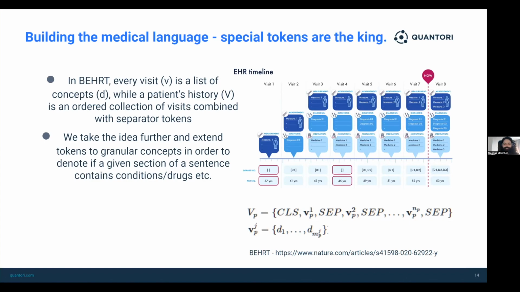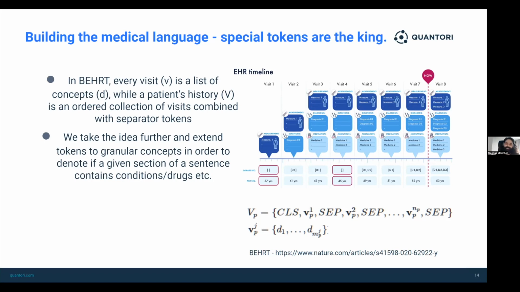So what they have is they represent every visit as a list of some concepts, and that just builds up the whole history in temporal order. And that's how you work with that. You have some separator tokens introduced, which are used to kind of separate visits between themselves, just to make sure that you understand that's a different day. And it's the same way as in BERT, it's for the sentences, for example.